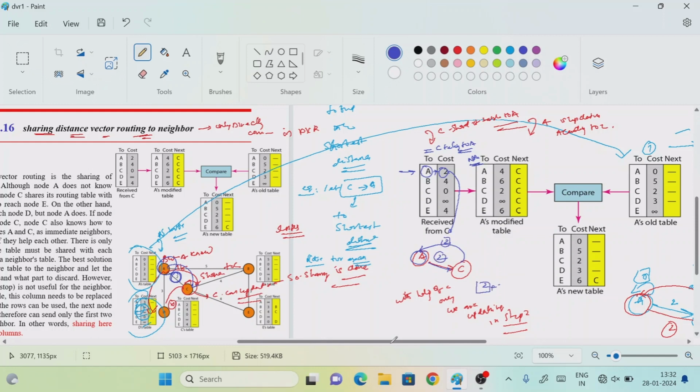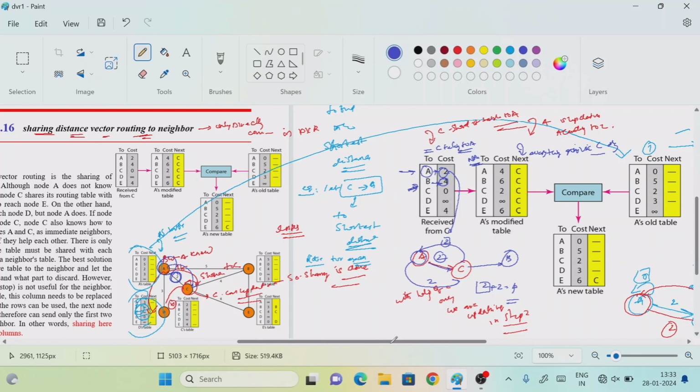In simple meaning, you can remember how to write the modified table: the table received from C is there, right? For that you need to add plus 2. Why plus 2? Because initially we are going from A to C, right? Now via C only we are reaching all the other destinations. Simple thing. So if I want to go from C to B, the distance is 4, right? As received from C, plus 2, so in the modified table you are writing 6.